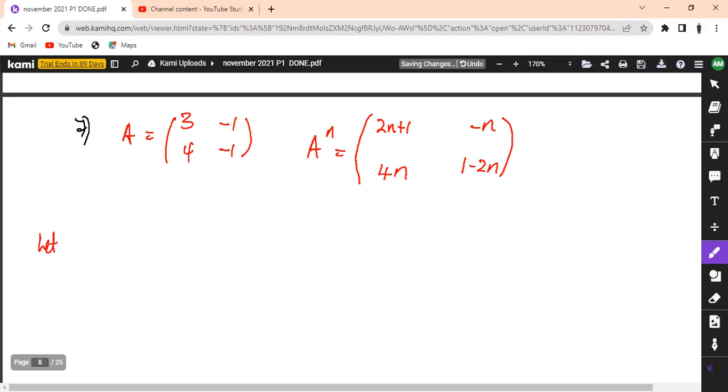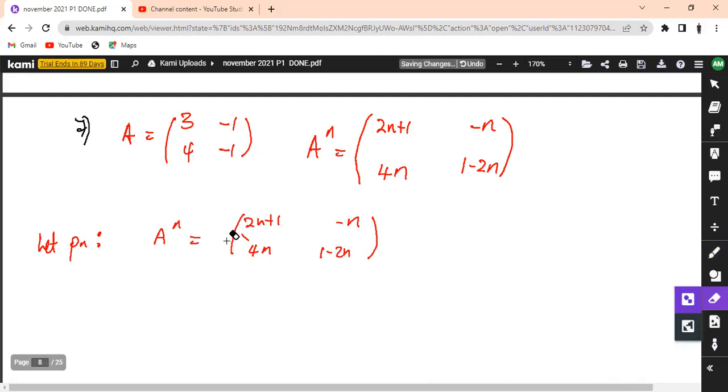Just substituting here because this is your A. So we can just let this be A to the exponent of n, which is equivalent to this part: 2n plus 1, minus n, 4n, 1 minus 2n. So that's what you're going to have in this case.